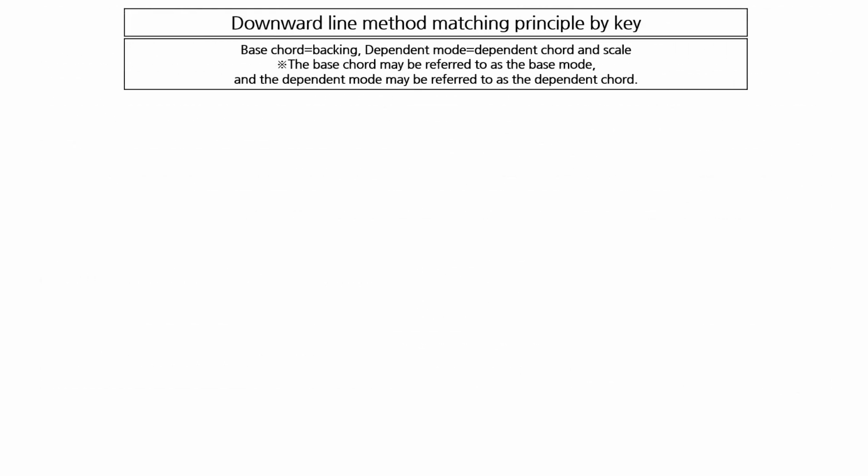Let's look at the matching principle of the downward line method. Downward line method has 2 elements, bass chord and subordinate mode. Bass chord is responsible for backing, and subordinate mode is responsible for subordinate chord and scale. In some cases, the bass chord may be referred to as a bass mode, and the dependent mode may be referred to as a dependent chord.